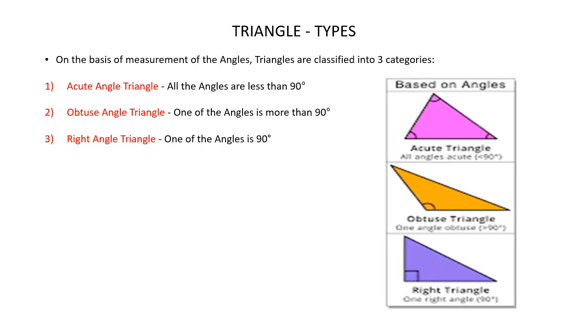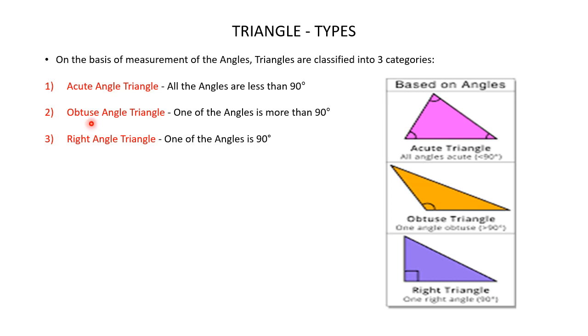Triangles can also be classified on the basis of the measurement of the angles. On the basis of measurement of the angles, triangles are classified into three categories: acute angle triangle, obtuse angle triangle, and right angle triangle. In an acute angle triangle, all the angles are less than 90 degrees. Now this is an acute angle triangle. As you can see here, all the three angles are less than 90 degrees.